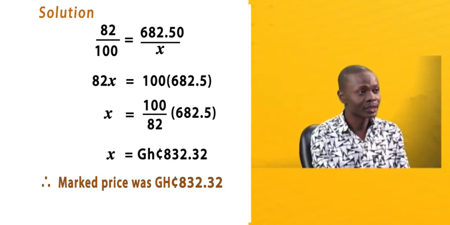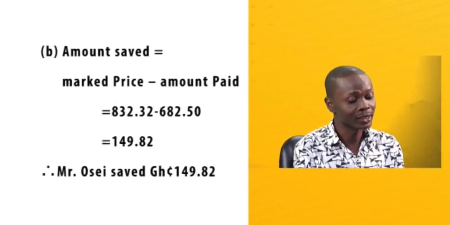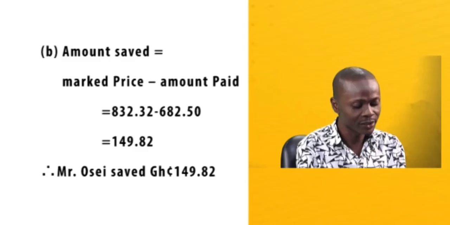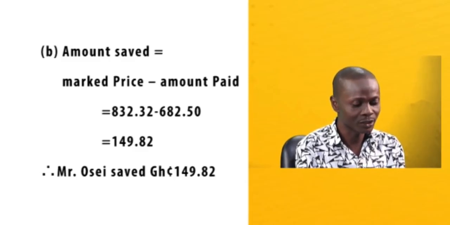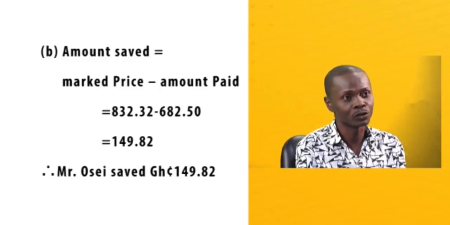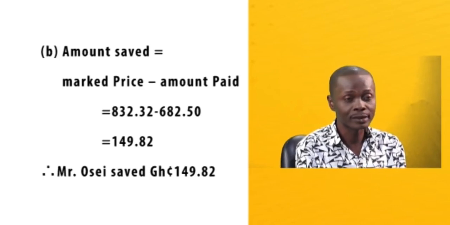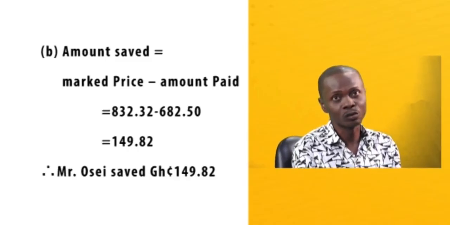The second part of the question is asked to find how much Mr. Osei saved. And this is very simple. He was supposed to originally pay 832 cedis, 32 pesos. But because of a discount of 18%, he paid 682 cedis, 50 pesos, which means he saved 832 cedis, 32 pesos, minus 682 cedis, 50 pesos, which is equal to 149 cedis, 82 pesos.